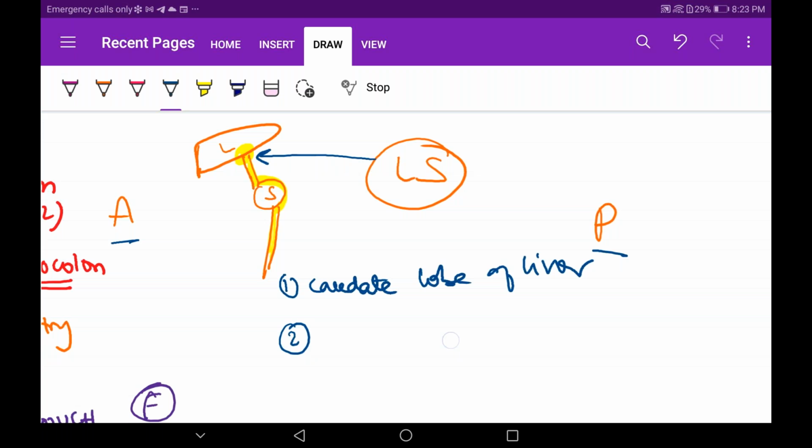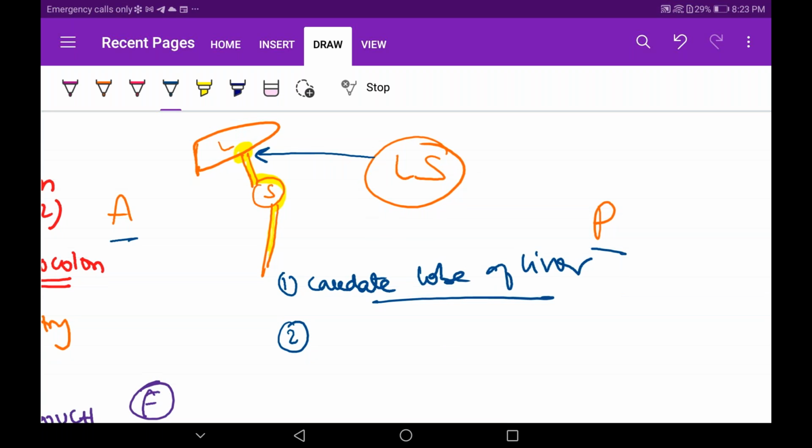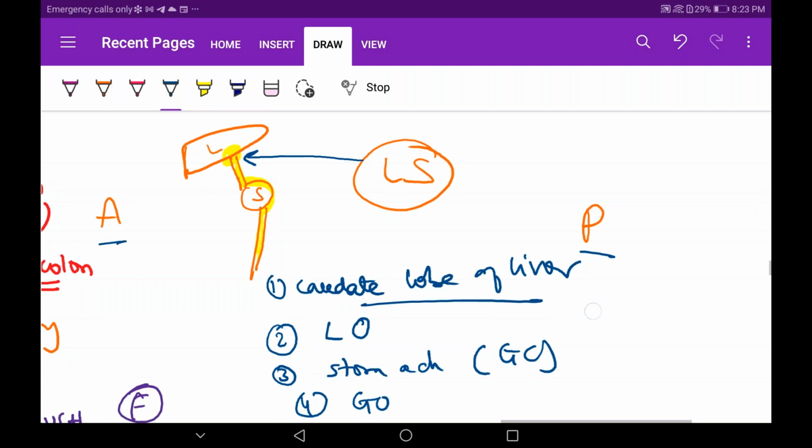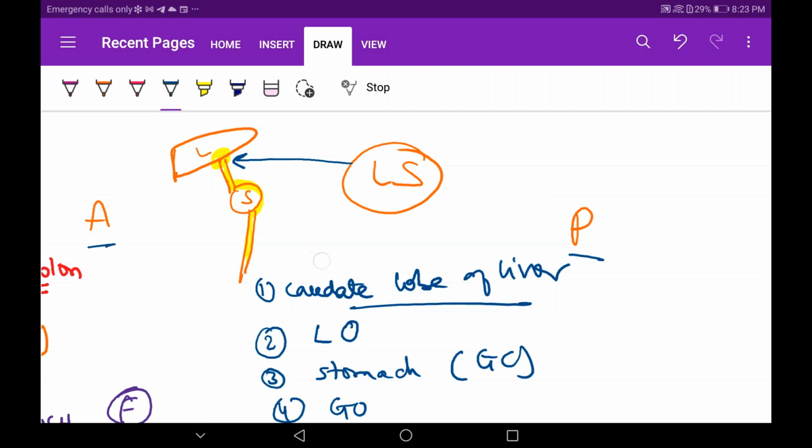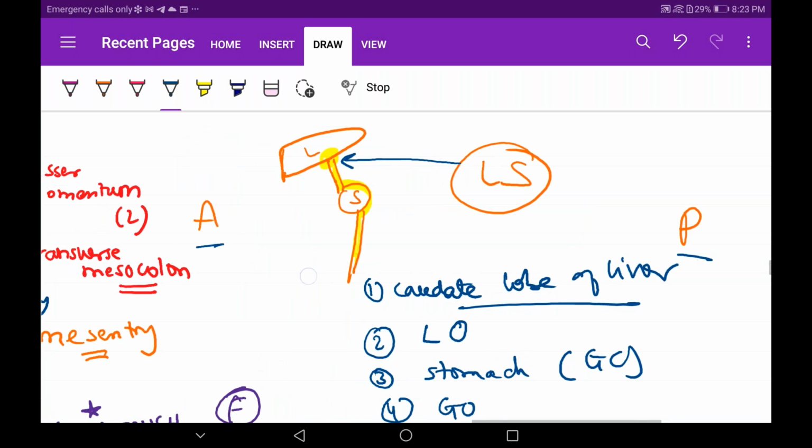Okay, so caudate lobe of the liver, then you have the lesser omentum, then you have the stomach. What part of the stomach? Greater curvature. Okay, lastly you have the greater omentum. These are the anterior attachments. What are the posterior attachments? Remember the posterior attachments. Let's go back to the diagram. What do you see in the posterior attachments?